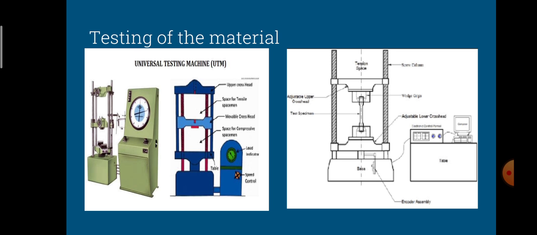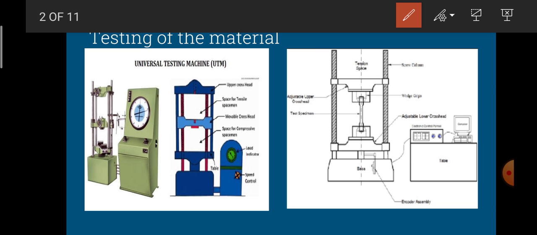So here you can observe the two sketch figures. The left hand side figure represents the overall view of the universal testing machine in green color. These are the parts: the upper crosshead, and there is a space for the tensile specimen to be fixed. So this is the space for the specimen to be put in and tested.